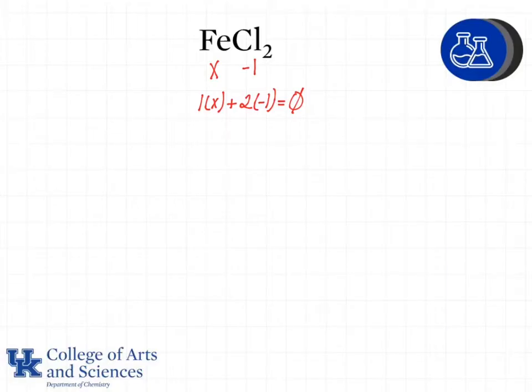From this, we can solve for X. So X minus 2 equals 0, and X equals plus 2. So now we know that the charge on iron in this compound is a plus 2.